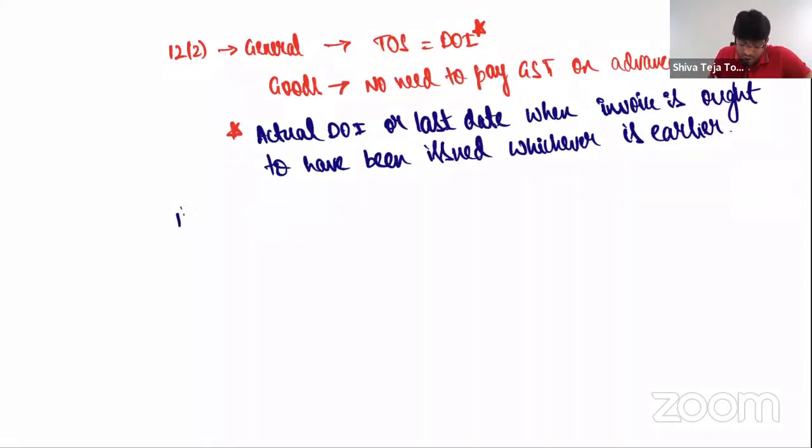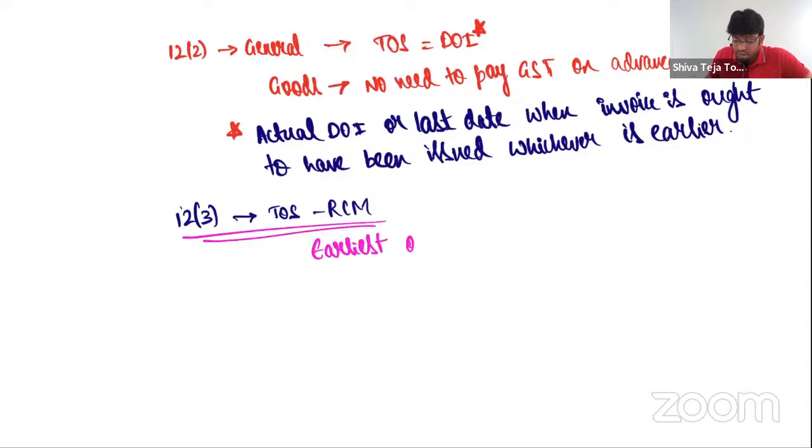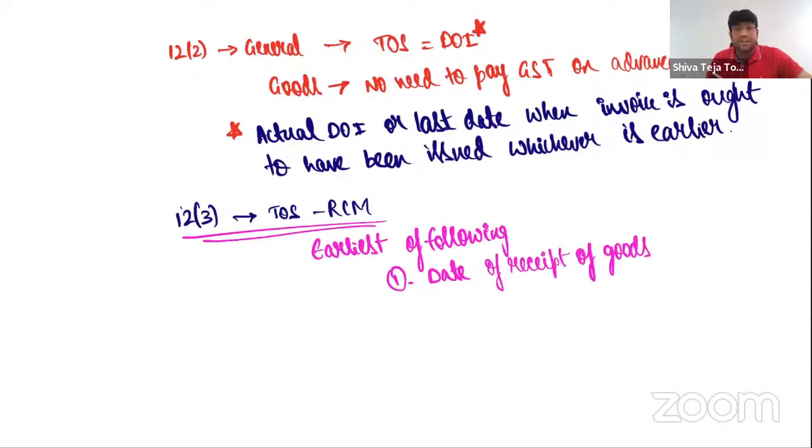Next. 12.3 deals with time of supply for RCM. And it says, earliest of the following. Number 1, date of receipt of goods. Second one, date of payment. And what does date of payment mean? Date when payment is entered in the books or date when payment is debited in the bank, whichever is earlier.